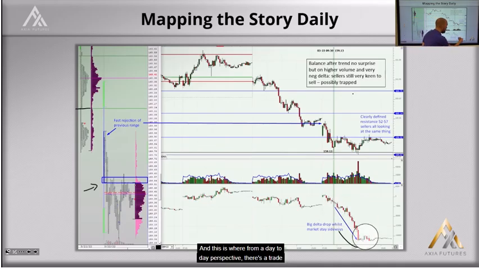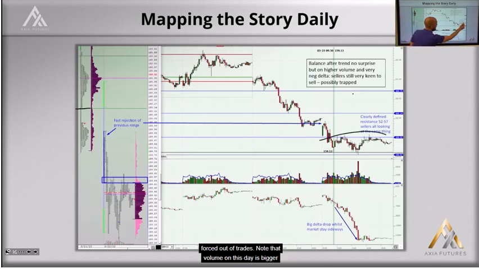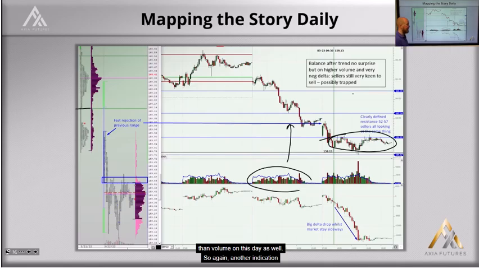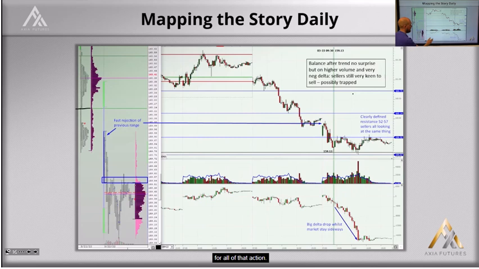And this is where, from a day-to-day perspective, there's a trade opportunity, but this doesn't change the whole narrative, and this is the important part. Overall, bearish, but you can see how the reversal could come from here. You've got potentially a lot of trapped sellers, and unless the next day you get more people come in and sell it, you have a lot of people who are going to be disappointed and maybe forced out of trades. Note that volume on this day is bigger than volume on this day as well. So again, another indication that you're getting a lot more action down here and no movement for all of that action.